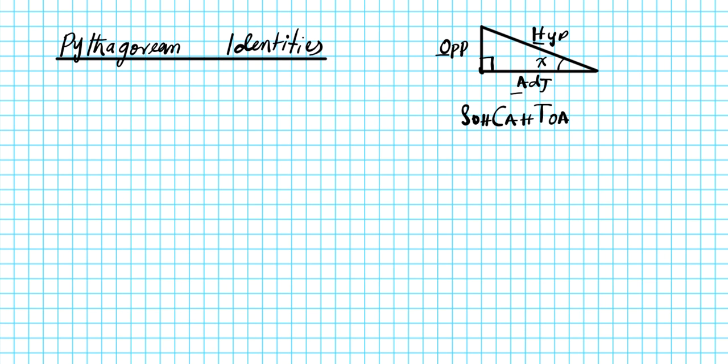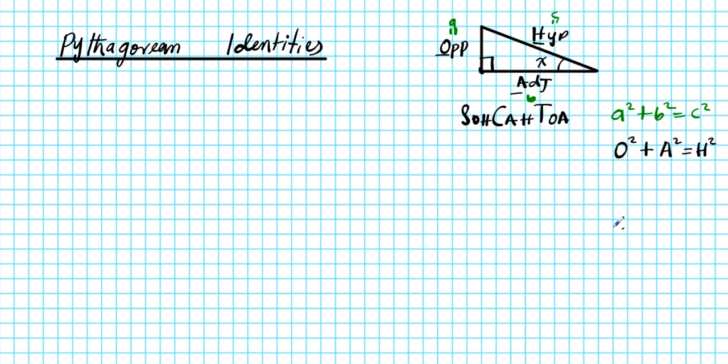So we have this side, one of the legs is A, this is B, and this is C. So what's the Pythagorean theorem? The Pythagorean theorem is A square plus B square equals C square. So the trig version of the Pythagorean theorem is simply O square plus A square equals H square.